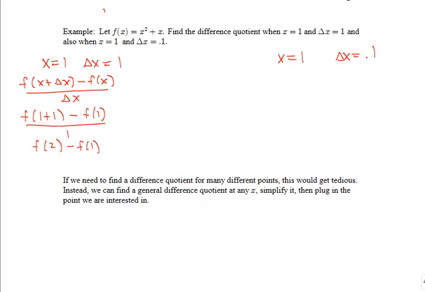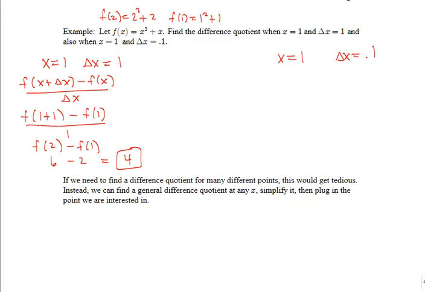So what is f of 2 again? Well, to get f of 2, you plug in 2 for x. So that's going to be 2 squared plus 2. 4 plus 2 is 6. And f of 1, we're going to plug in 1 for x, so that would be 1 squared plus 1, which is just 2. So this is going to give me a difference quotient of 4.